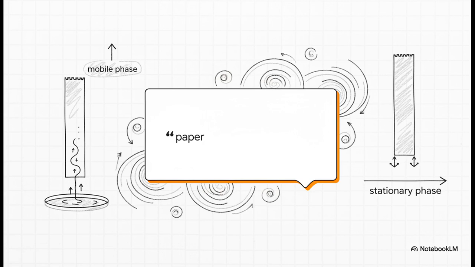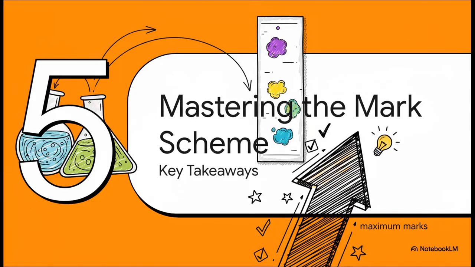That's it. In paper chromatography, the solvent is the mobile phase. It moves up the paper. The paper itself is the stationary phase. It stays still. It's one of those fundamental definitions you've just got to know. So, we've deconstructed the entire question. To finish up, let's pull everything together and summarize the key principles for earning maximum marks on this type of practical-based question.